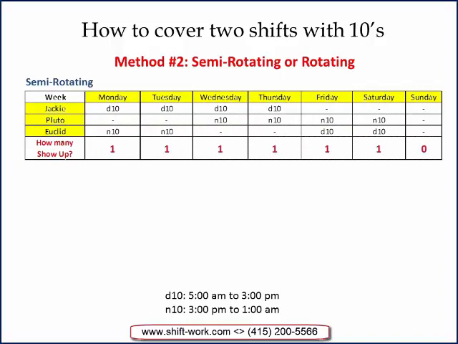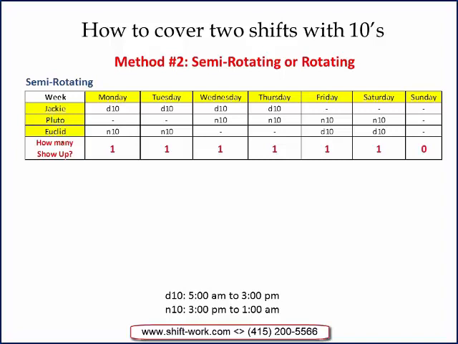In the semi-rotating, we have 3 people. We have Jackie, Pluto, and Euclid. And across the top, we have Monday through Sunday. We can see that everyone's off on Sunday. And now on Monday, and by the way, this 6-day pattern has been covered in one of the earlier presentations, we can see that Jackie shows up for the day shift and Euclid shows up for the night shift. On Tuesday, it's Jackie on days and Euclid on nights. And on Wednesday, it's Jackie on days and Pluto on nights. And Thursday, it's the same, Jackie on days and Pluto on nights.